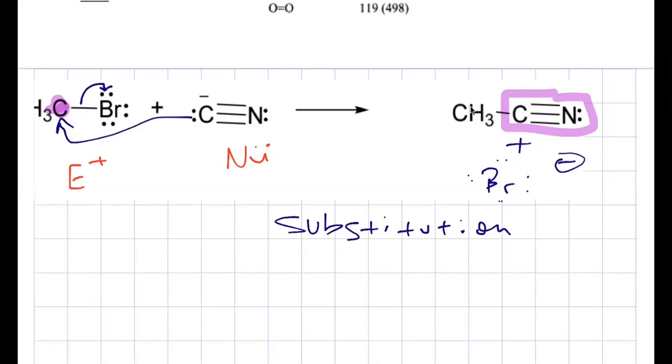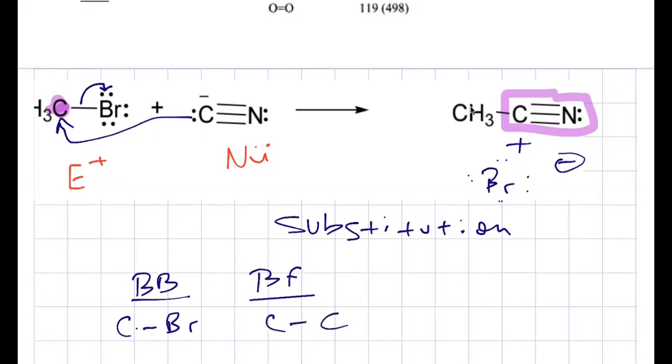All right. Which bonds got broken? What did I break? C-Br. Good. I broke a carbon bromine bond. And what did I make? Didn't you make a carbon bond? I did, right here. I made a carbon bond here, and I broke a carbon bromine bond here.